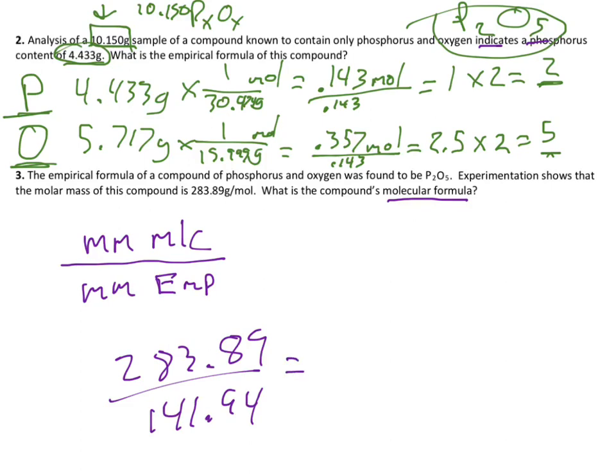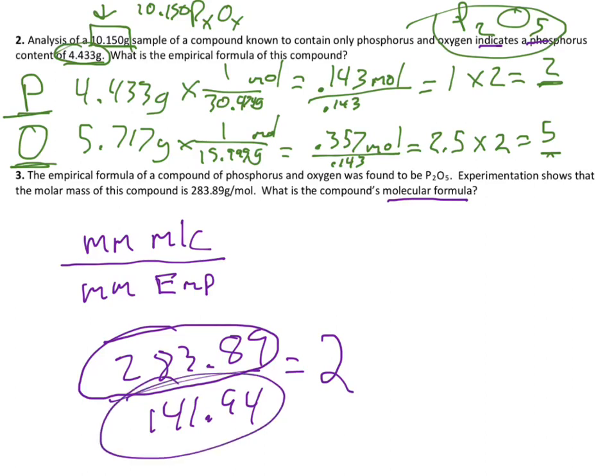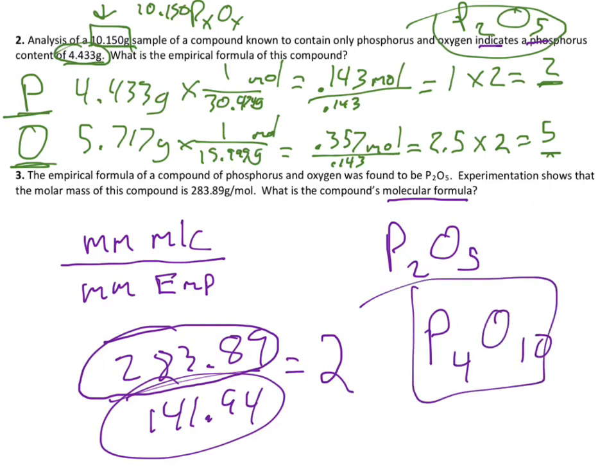And when you divide this, it will always give you a whole number. In this situation, it gives you 2. Now let's think about what this 2 means. It means that the molar mass of the molecular formula is 2 times as much as the molar mass of the empirical. So if this is the empirical formula, how do we make it 2 times greater? Well, we multiply the subscripts by 2 to get this. And that is our answer there.